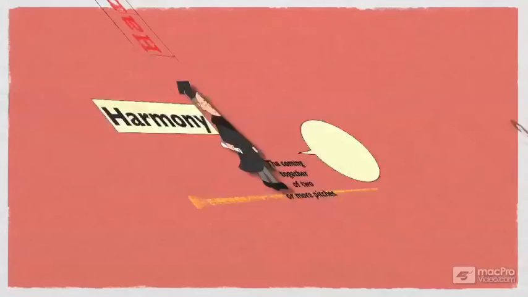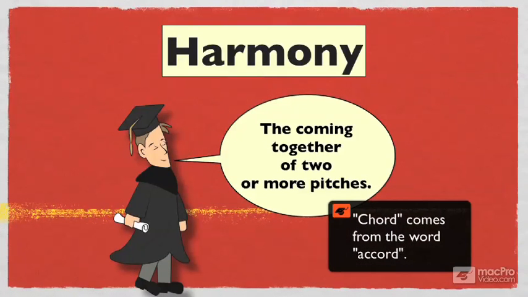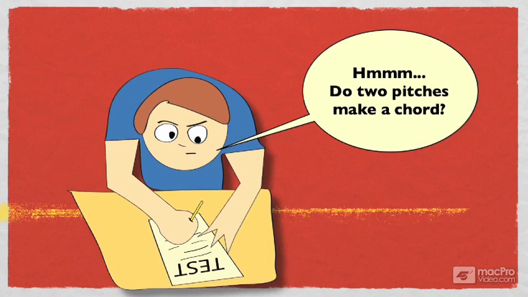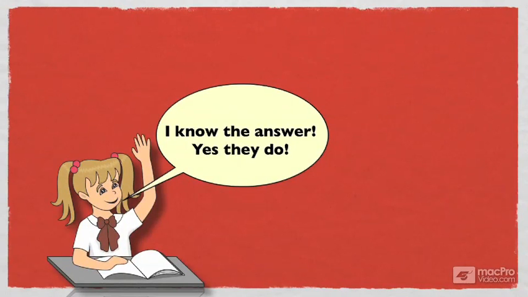Basically, once we add an additional note to a pitch, we have harmony, the coming together of two or more pitches. The term chord actually comes from the word accord. The big question is, do two pitches make a chord? Well, it's a little bit of a gray area because it often depends on context, but to establish a working definition, we can say that two or more notes sounding simultaneously makes a chord.